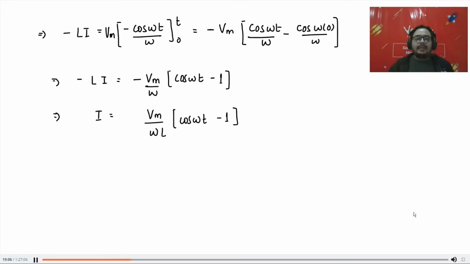Now we can say what the phase difference between them is. This was one way of expressing the current. There is another way also how you can relate voltage and current in a circuit. Minus sine omega t.